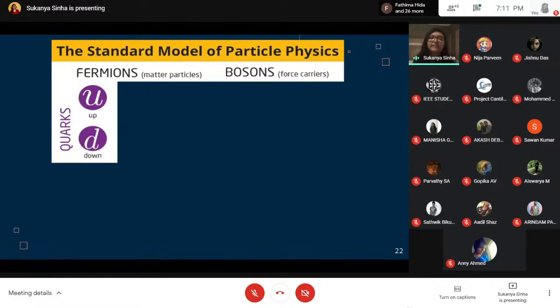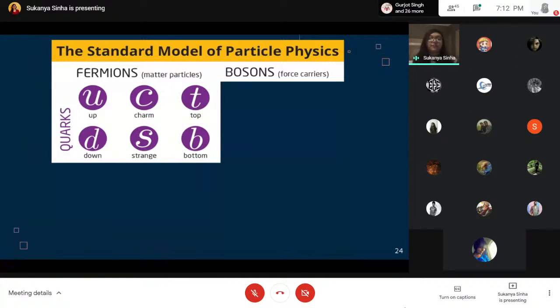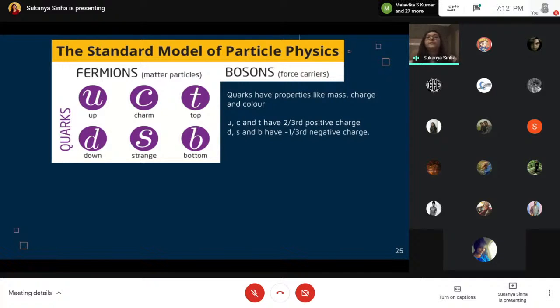So fermions can be divided into quarks, and there are three generations of quarks: up, down, charm, strange, top, and bottom. Now the quarks have some unique features. The quarks have properties like mass, charge, and color. So in your high school days, you have read about charges, but you have always associated it with electrons. So in this case, what I'm talking about is called color charge.